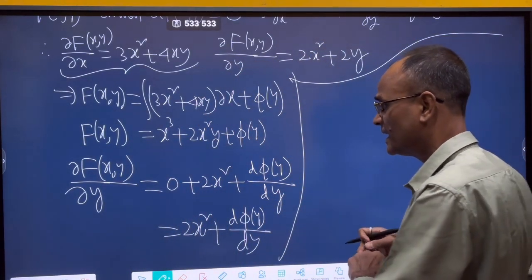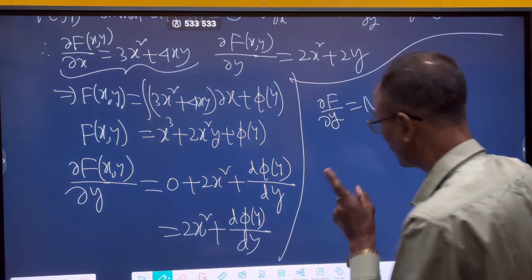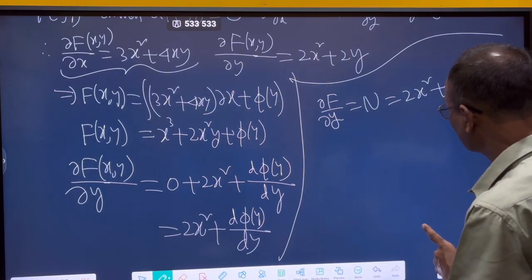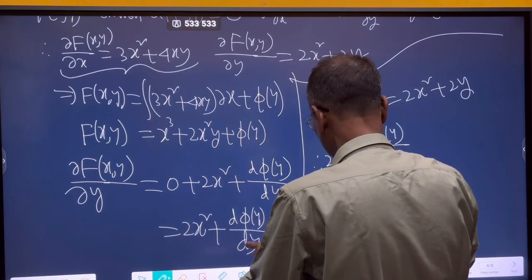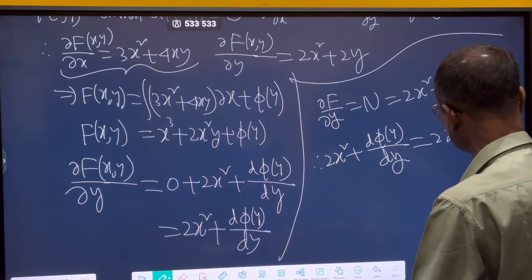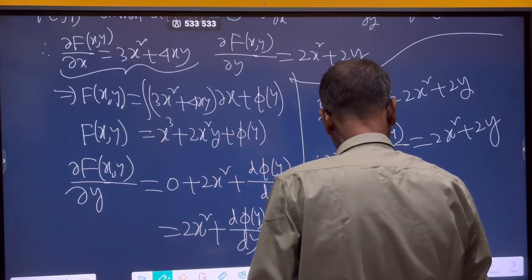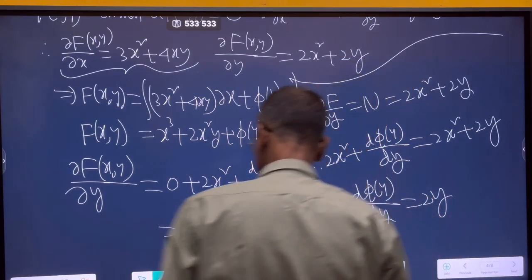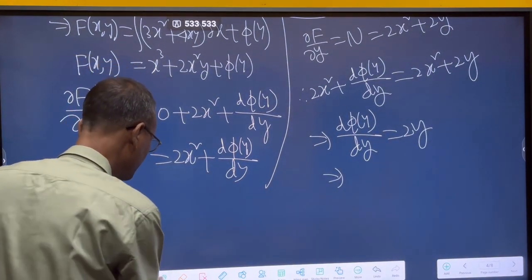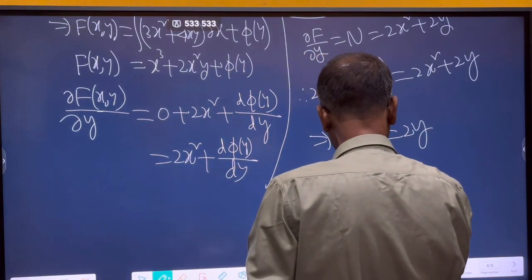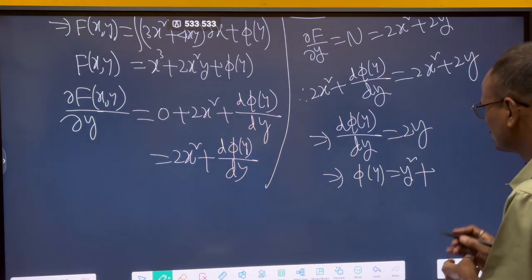Now del f by del y is equal to N. What is N? N is equal to 2x square plus 2y. Therefore, 2x square plus d phi y by dy equals 2x square plus 2y. This means d phi y by dy equals 2y. This means phi y equals y square plus a constant. Suppose this is a constant c naught.